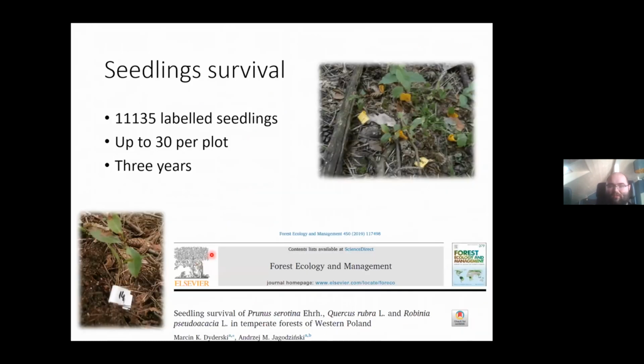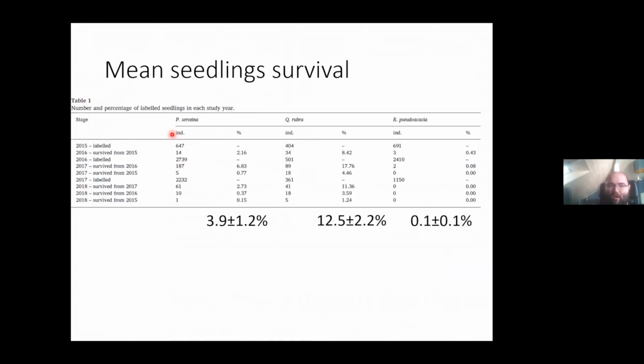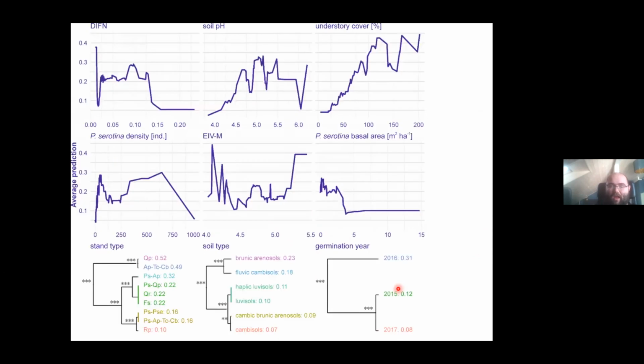We also assessed the survival of the species studied. We labeled 11,000 seedlings, up to 30 per study plot, in 3 different growing seasons, and we observed their fate after 1 year. We found that the mean survival of black cherry was about 4%, of red oak 12.5%, and of Robinia 0.1%. And we also provide the models of the survival.